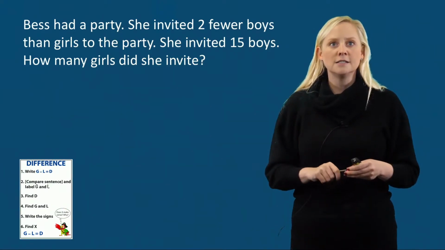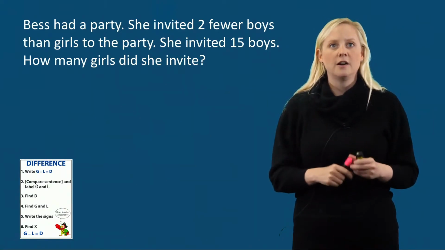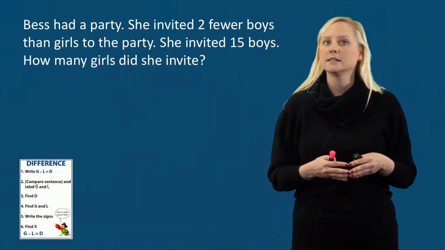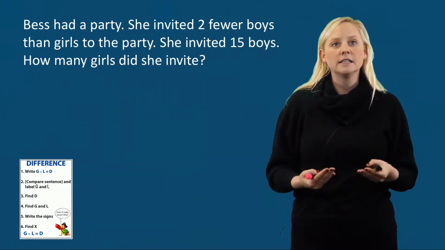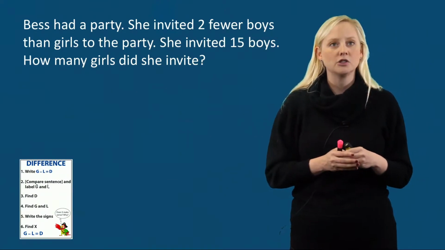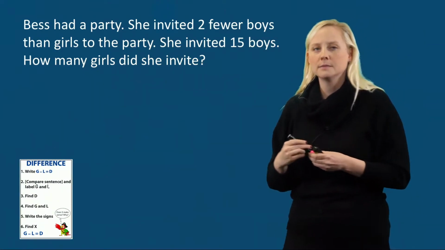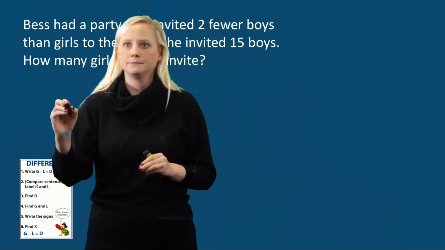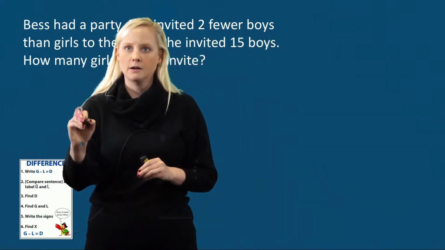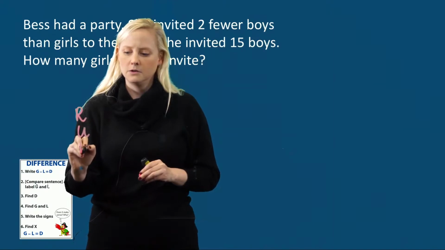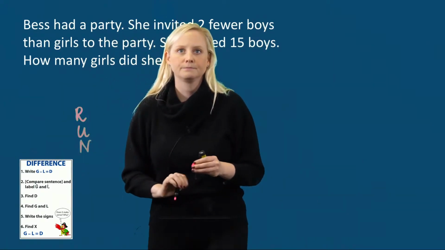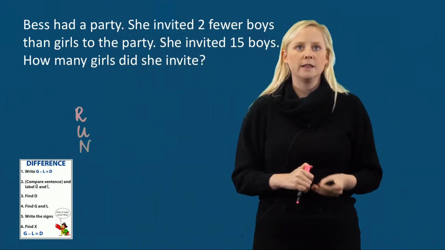The first thing I need to do before I run through it is check for a table or a graph. I do not see a table or a graph. If I did see a table or a graph, I would make sure to number it. But I don't, so I'm going to run through the problem. To help me remember, I'm going to write R, U, N right here. The R stands for read the problem.